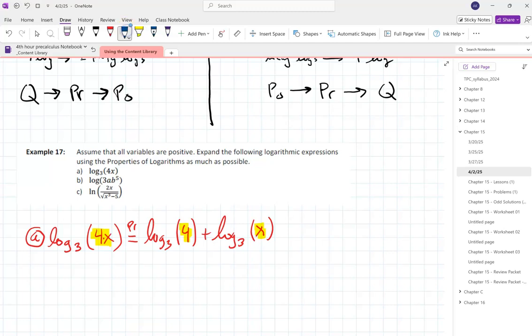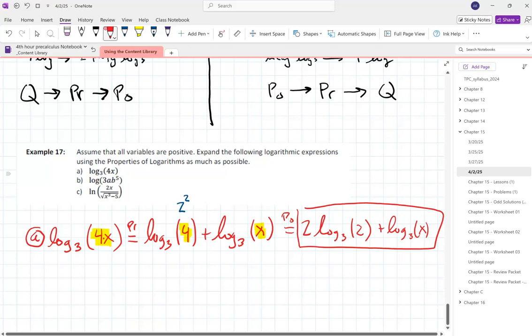Great, so we should think about 4 as 2 squared. So there is an exponent hiding there. So if I use the power property, that will become 2 log base 3 of 2, plus, and the other one, nothing happens. It just stays the same. And that's my final answer.